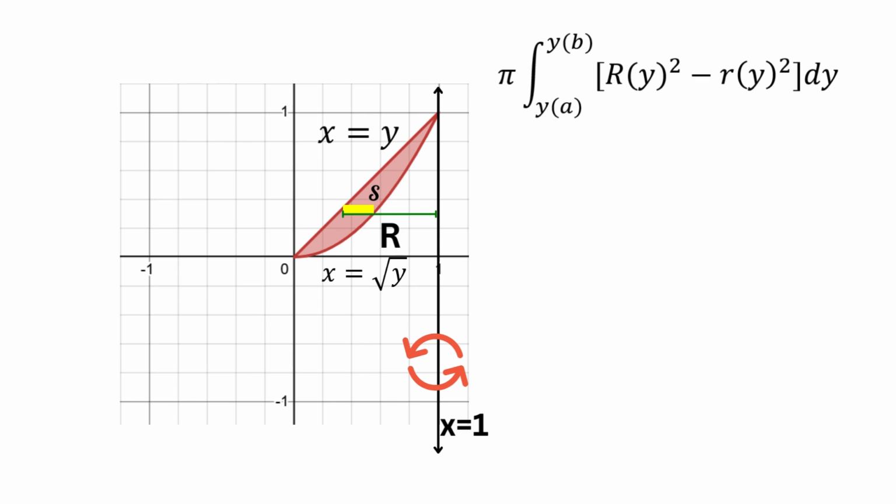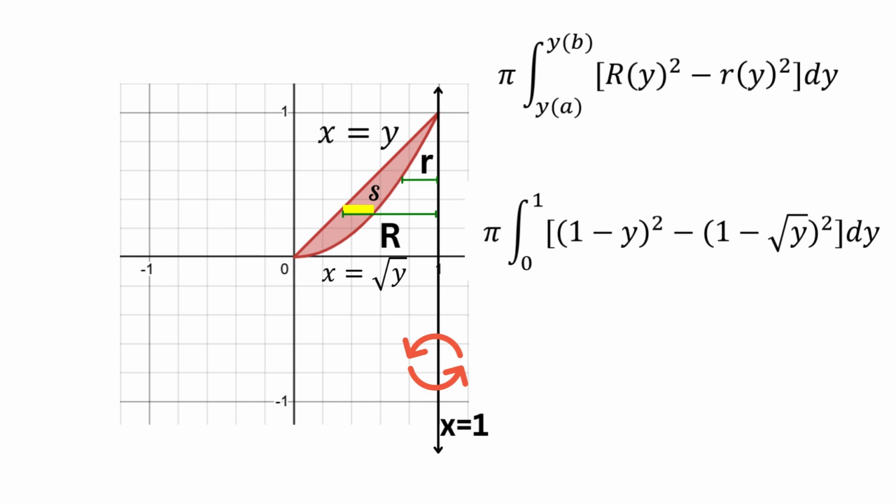My little r now would be from the line of rotation 1, which is the right side, minus the left, which is square root of y. So my formula would be pi times the definite integral from 0 to 1 of 1 minus y, the quantity squared, minus 1 minus root y, the quantity squared, dy.